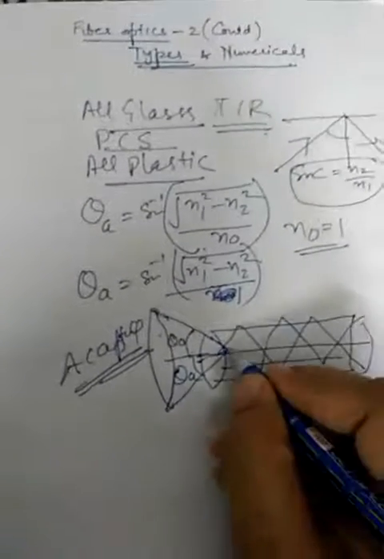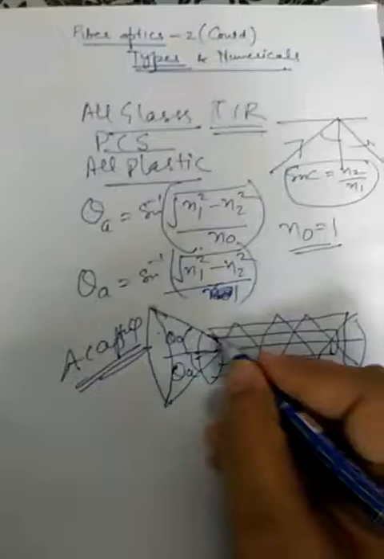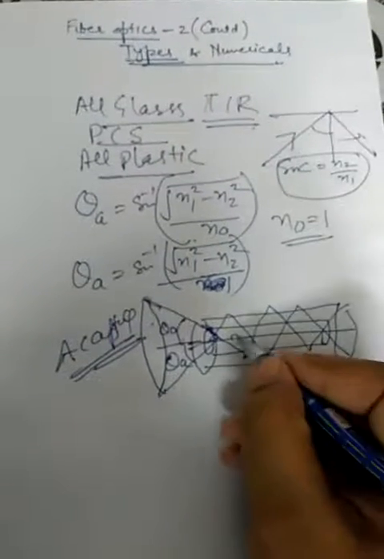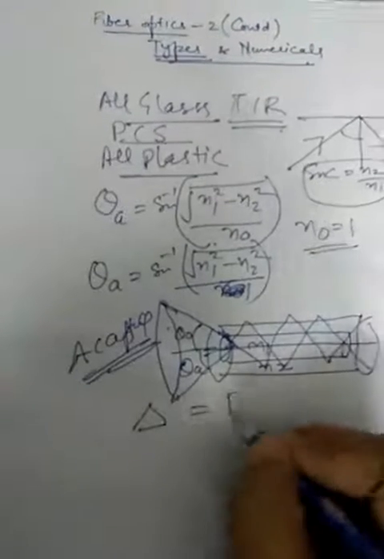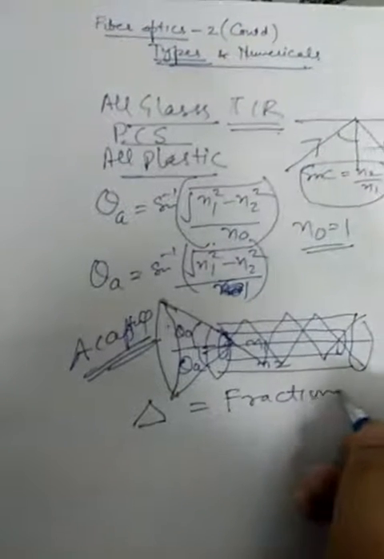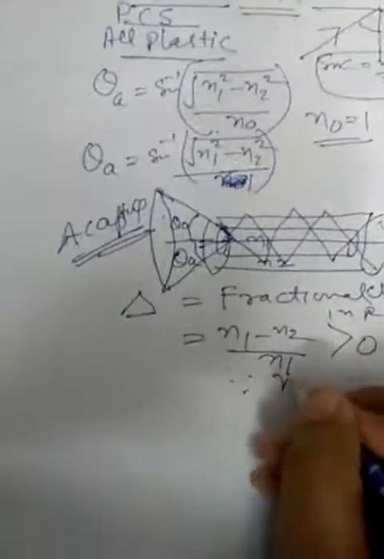And then we have to decide, we have taken two materials, one was core, another was cladding. So how much should be the difference in the refractive index of the core and cladding? There is an important parameter called delta, which is called the fractional change in refractive index, defined as the ratio of n1 minus n2 upon n1. So this value should always be greater than 0, because for an optical fiber to exist, n1 is always greater than n2. So delta is always greater than 0. It can never be 0.